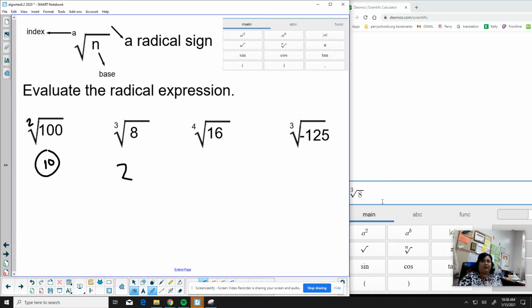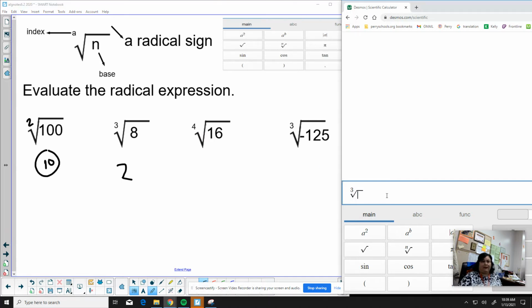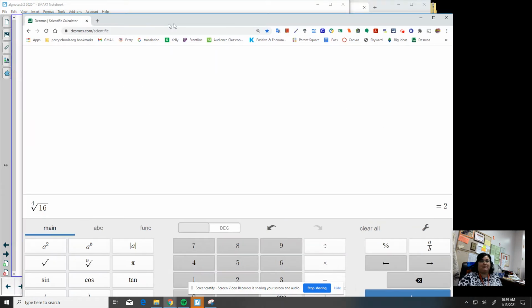Same thing here. If I went to the calculator again and picked the correct one, because the index is 4, I put 4 on the outside and 16 on the inside. And that would give me also 2.